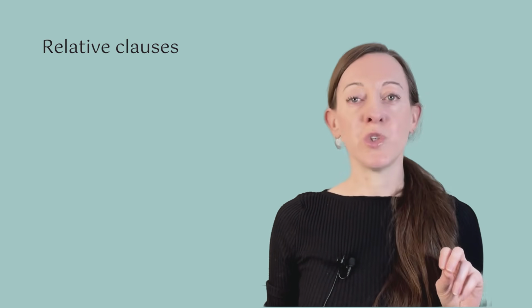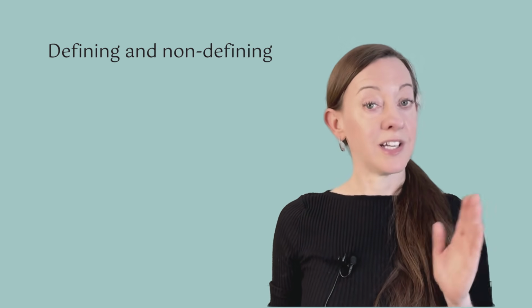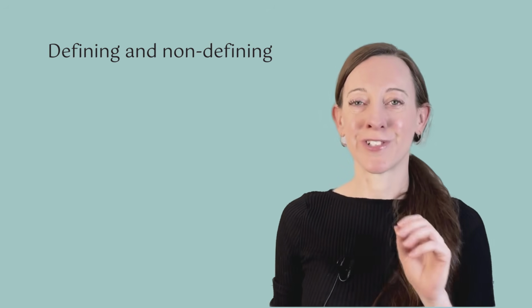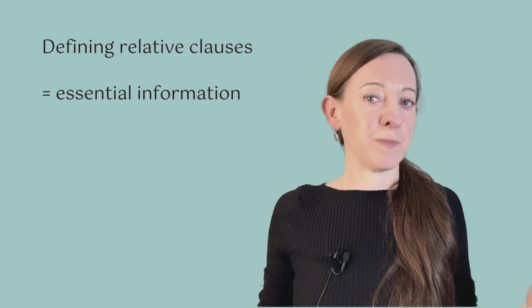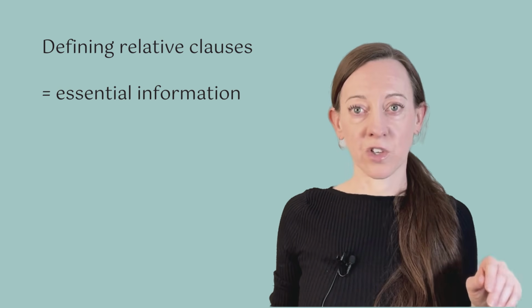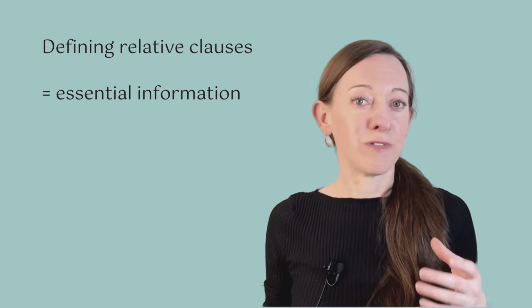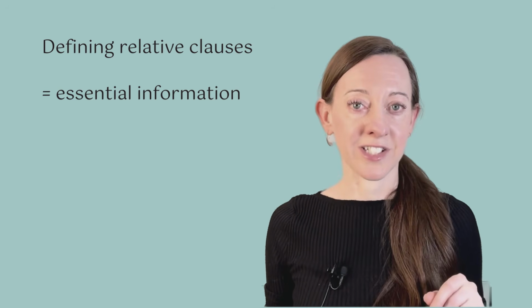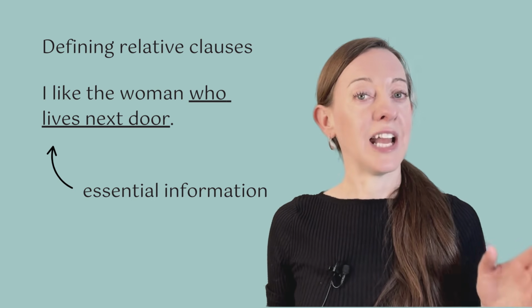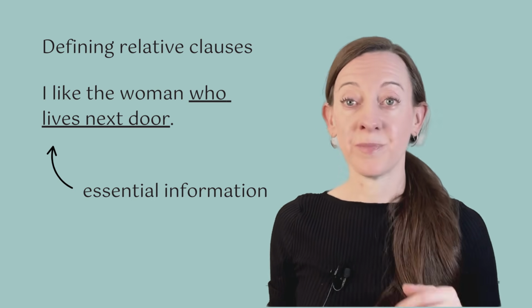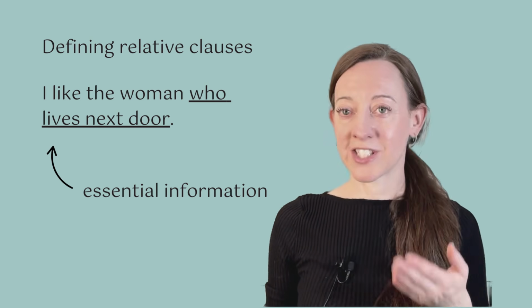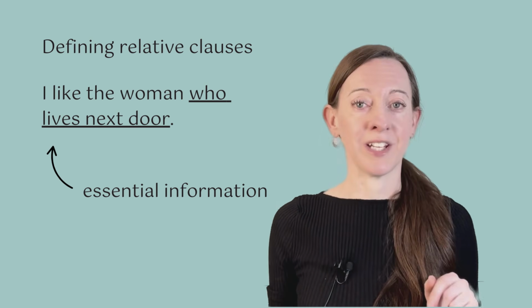There are two types of relative clause, defining and non-defining. We need the information in a defining relative clause to understand which noun we are talking about. So the relative clause is necessary to understand the sentence. I like the woman who lives next door. If I don't say who lives next door, then you don't know who I mean.